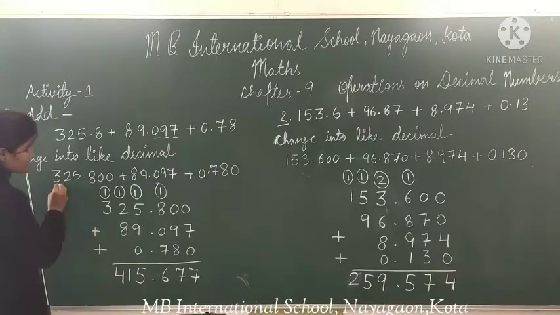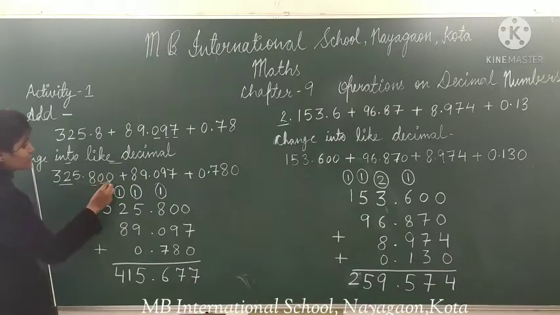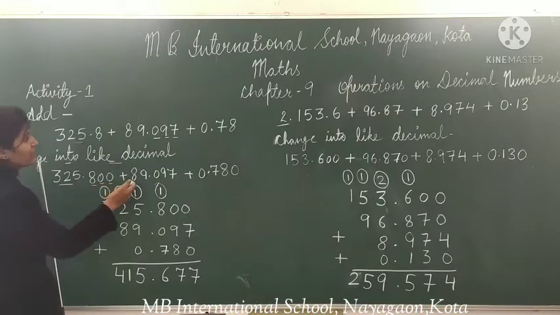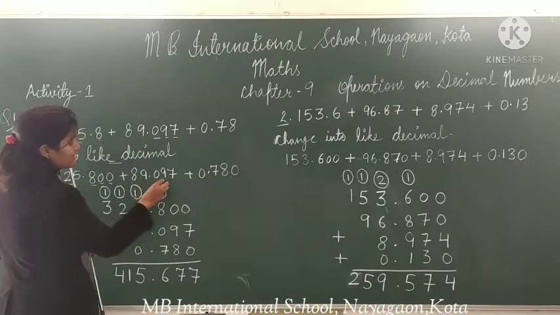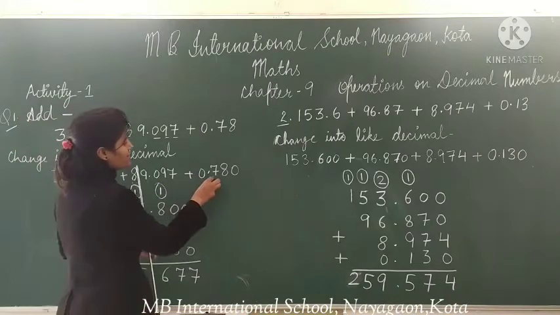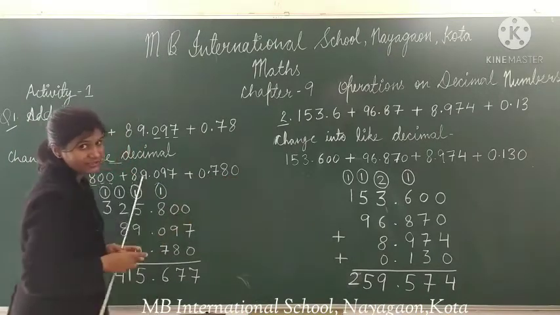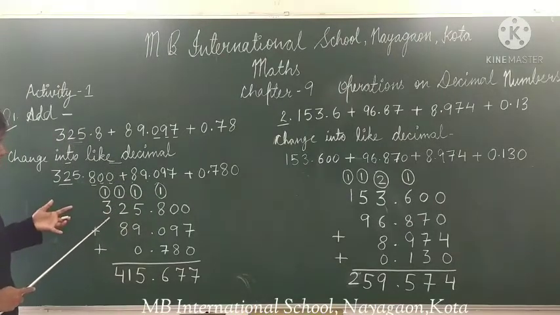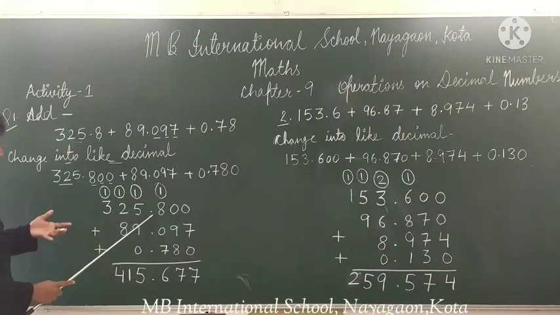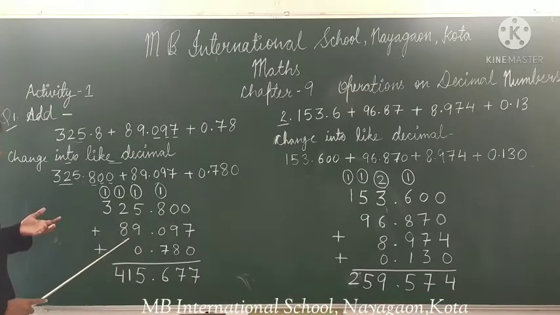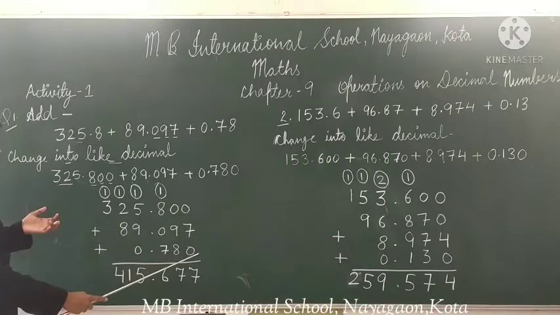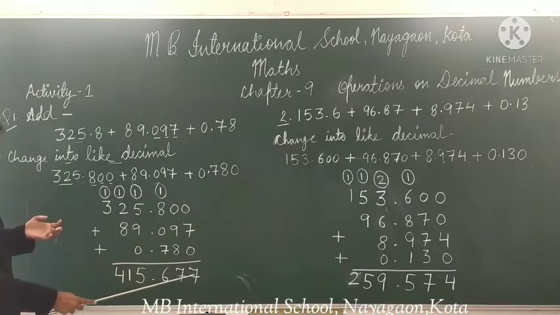So we convert them into like decimals: 325.800 plus 89.097 plus 0.780. Converted into like decimals. Now you can add all the numbers. Start adding the numbers. 325.800, 89.097, 0.780. Start adding. 7 plus 0 plus 0 is 7.